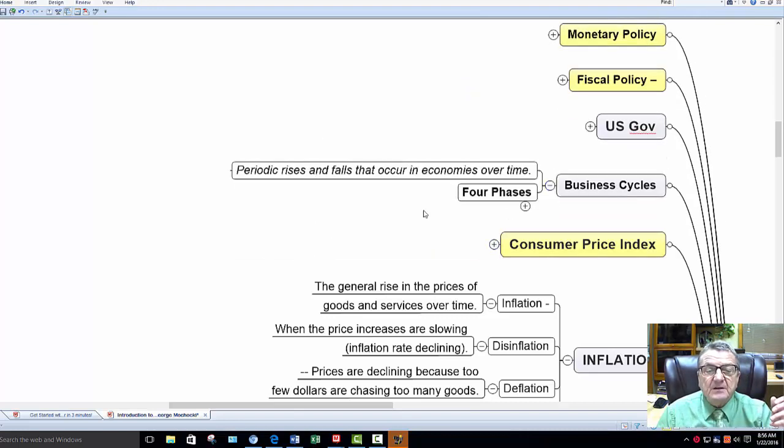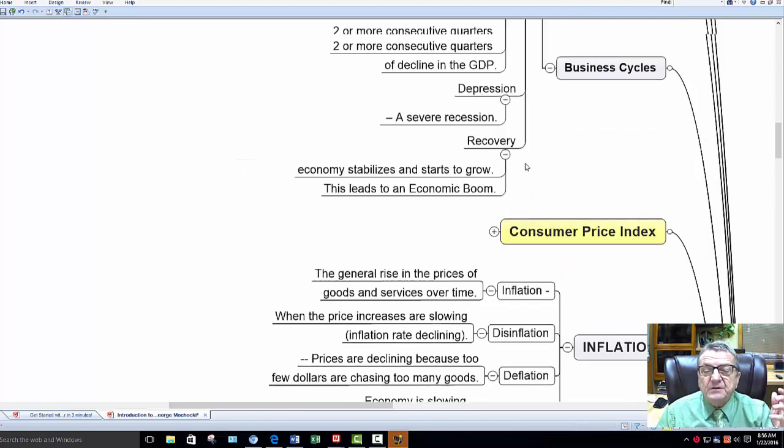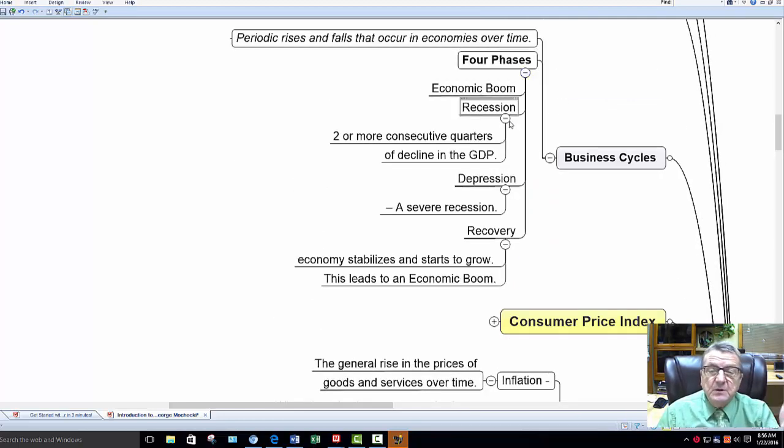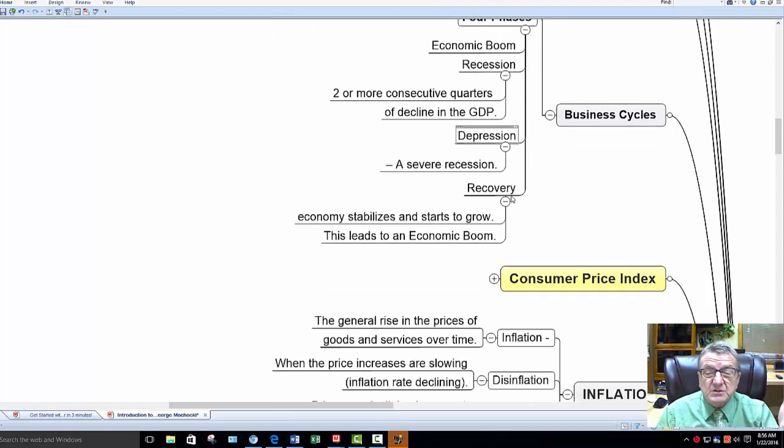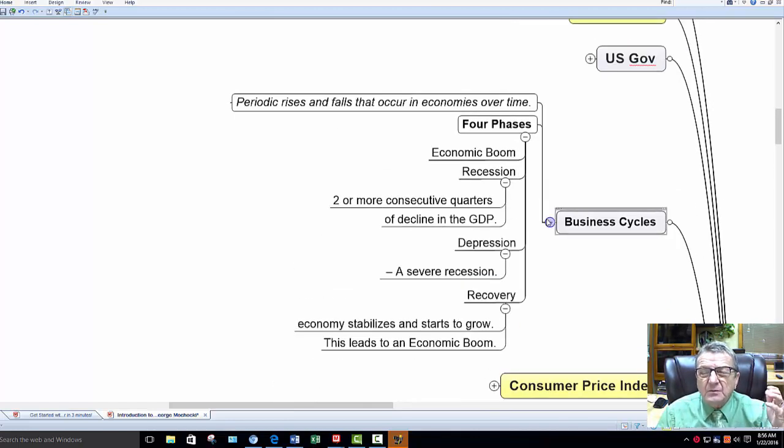Now, the business cycles are periodic rises and falls that occur in economies over time. And there are 4 cycles. Remember, you have the economic boom, you have the recession, 2 or more quarters of decline, you have the depression, and you have the recovery. When you take economics, you'll go a little bit more into this. I just want you to understand from a business perspective, if it's a recession, I'm not going to be expanding. If it's a depression, I'm really down. I'm going for survival. If it's a recovery, I see a light at the end of the tunnel. I may start hiring, start expanding, and start looking to the future.